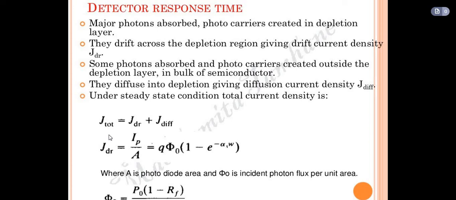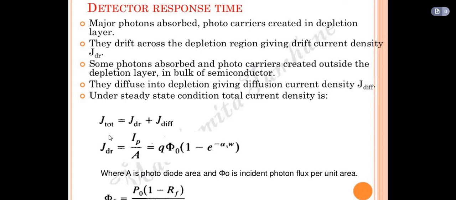photodiode area and phi naught is nothing but the incident photon flux per unit area, right? Flux, what is that? Flux per unit area. That is nothing but the phi, flux. These two I am taking, and what is the phi actually? P naught into 1 minus R over A h mu.